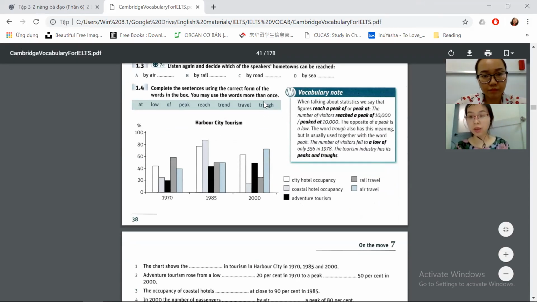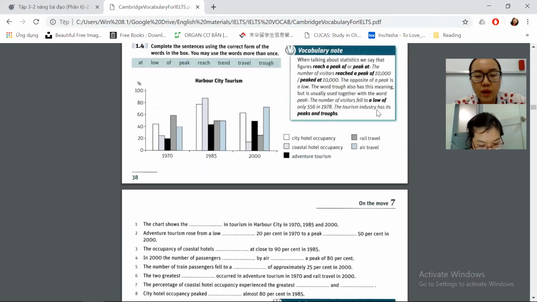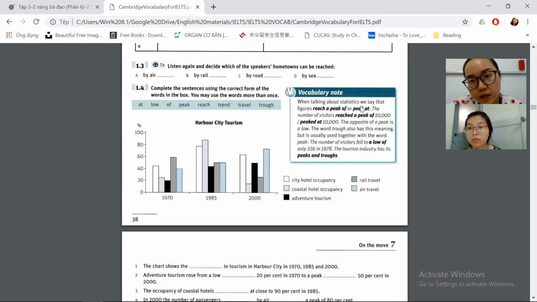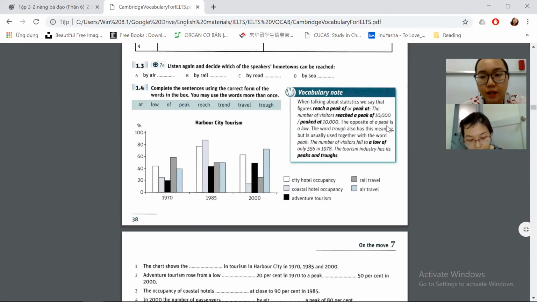So 1.4, you will complete the sentences using the correct form of the words in the box. You may use the words more than once. Here we have the note, talking about statistics. We say that the figures reach a peak of or peak at, reach a peak of and then a number, or peak at and then a number.